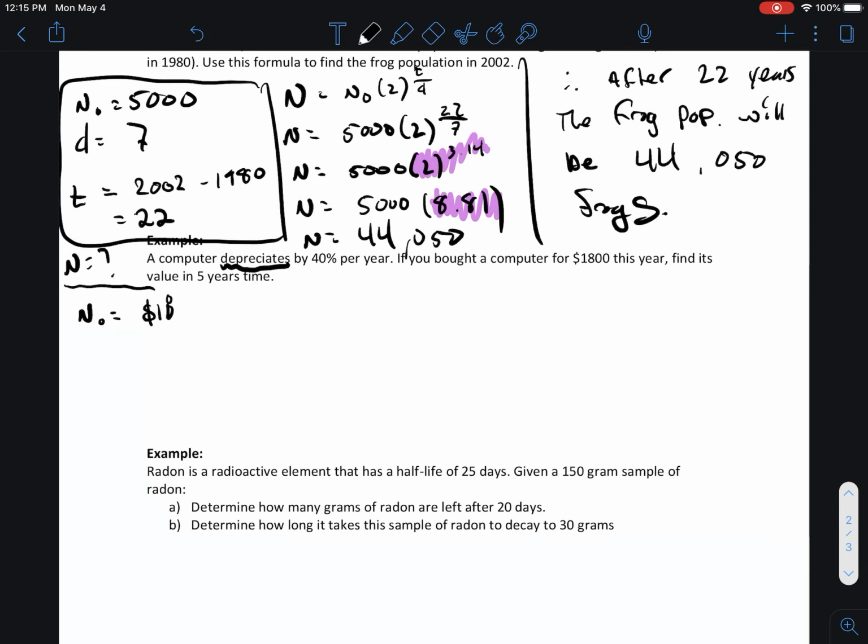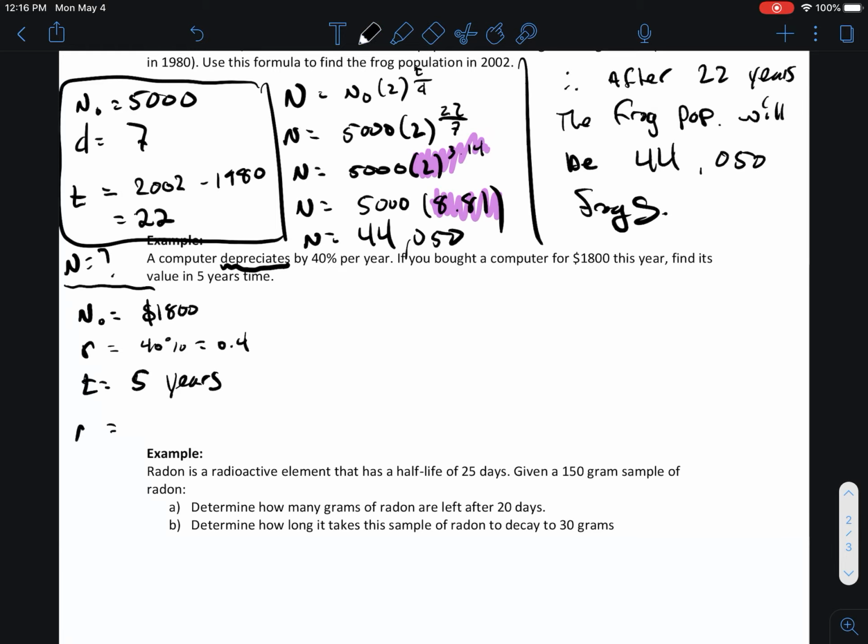If you can continue reading. So if you bought a computer for $1,800 this year, the R value is 40%, which converts to 0.4, and then the t value is 5 years.